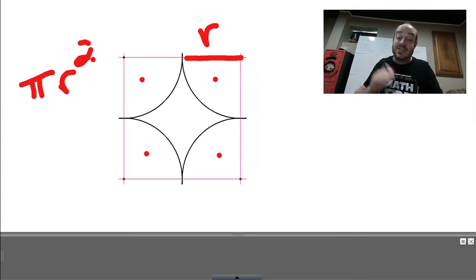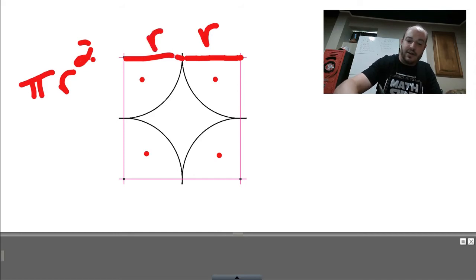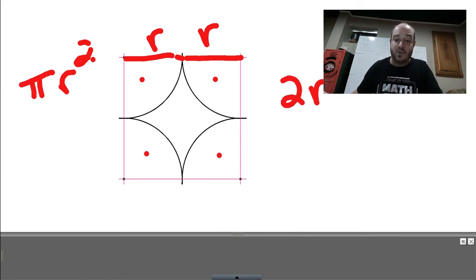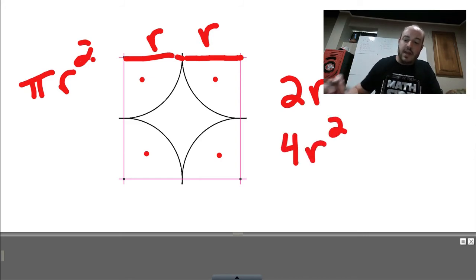Now, if we're looking at the square itself, our whole space, that has a side length of r and another side length of r right here. So when we are looking at the two of them, really each side is 2r. The basic formula for finding the area of a square is length times width, or in this case, since it's a square, you can just square our side length. So what is 2r times 2r? Well, that's just going to be 4r squared.